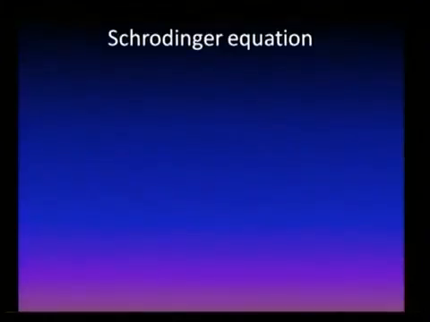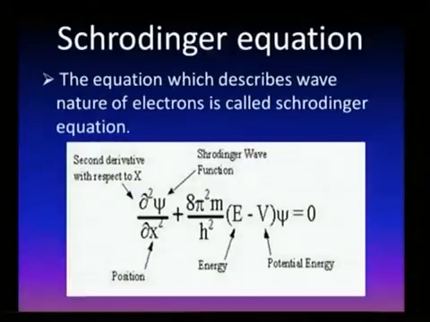Okay, let us learn linear combination of atomic orbitals. According to the Schrodinger equation, the electron has both particle nature and wave nature. What is the Schrodinger equation? The equation which describes the wave nature of an electron is called the Schrodinger equation. So, according to this equation, the electron has both particle nature and wave nature. Where do we find electrons in an atom? Yes, as I told you earlier, we find electrons in atomic orbitals.